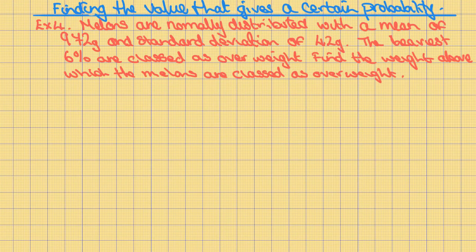Finding the value that gives a certain probability. Example 4. Melons are normally distributed with a mean of 972 grams and standard deviation of 42 grams. The heaviest 6% are classed as overweight. Find the weight above which the melons are classed as overweight. First, draw a diagram to represent the information given.